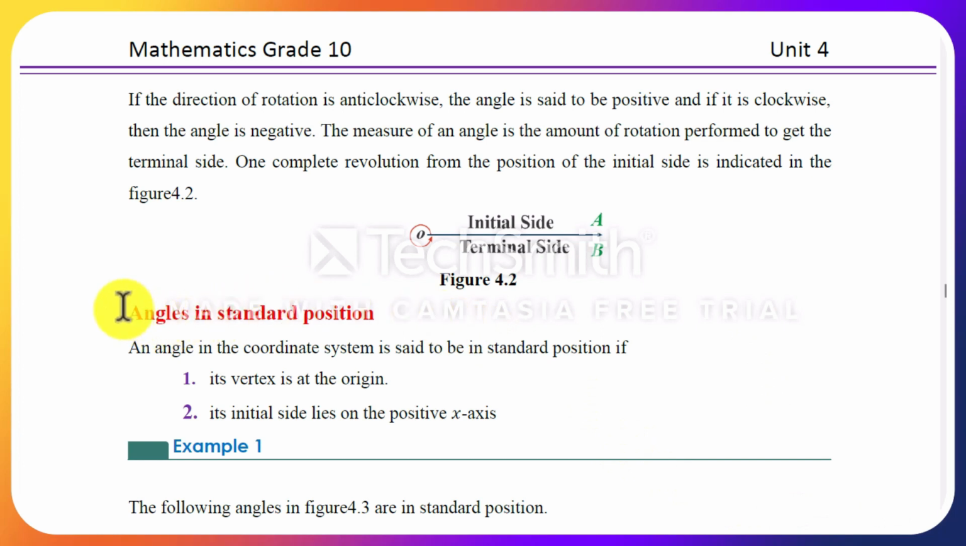The other one, let us see angles in standard position. When do we say a given angle is in standard position? An angle in the xy coordinate system is said to be in standard position, number one, if its vertex is at the origin. The other one, if its initial side lies on the positive x-axis.